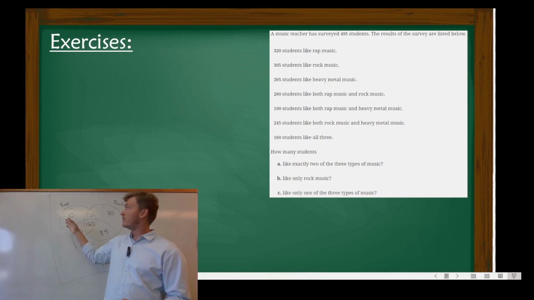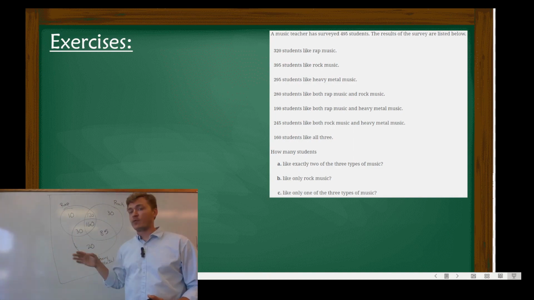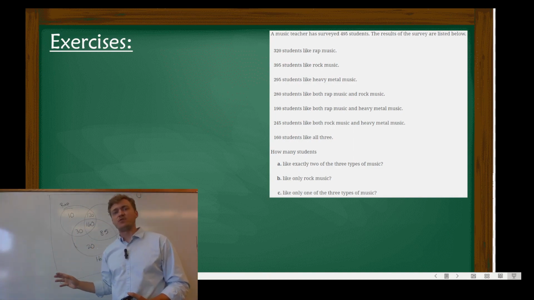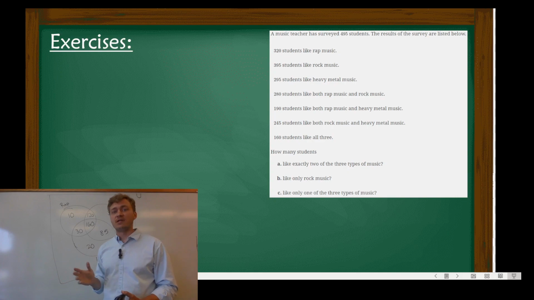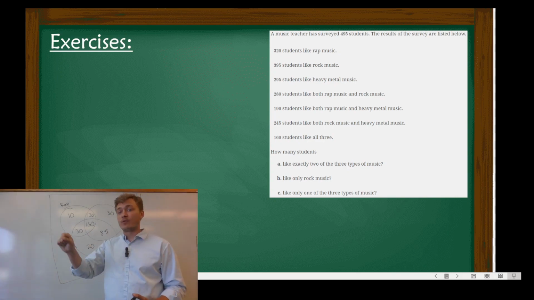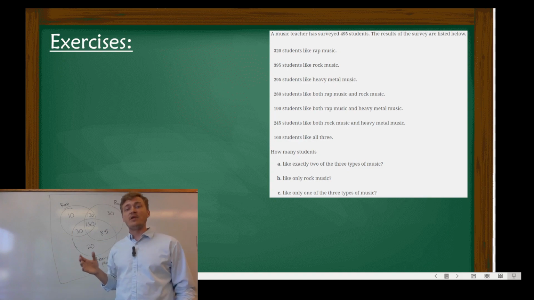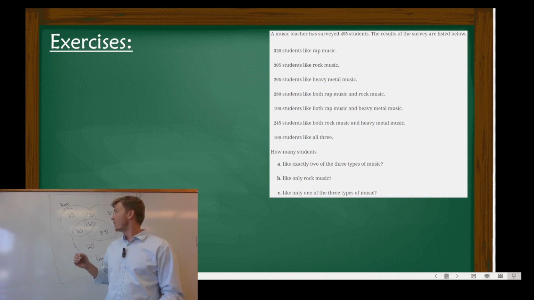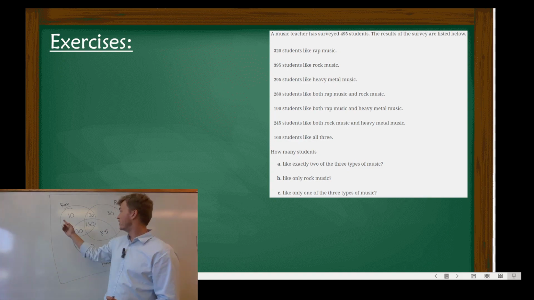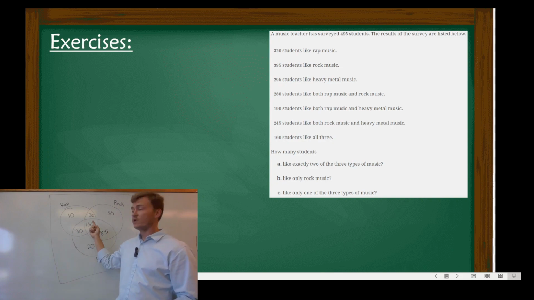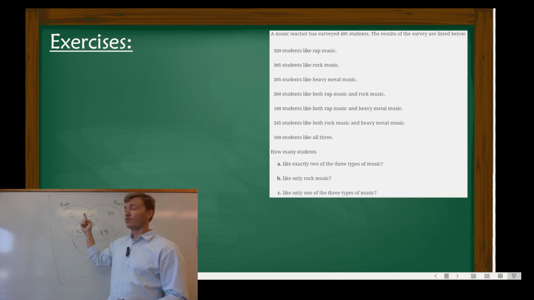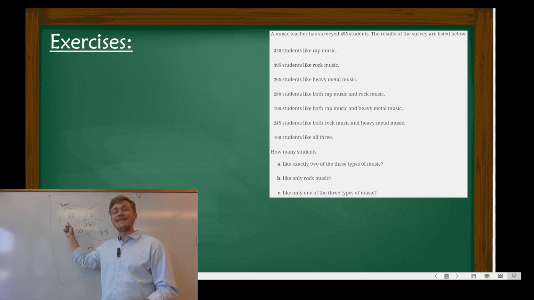Now, in order to find those that exclusively said they only like rap, they didn't like any other blend of music, just rap. Well, there's 320 students that like rap, but some of those like rap and rock, some of those like rap and heavy metal, and then some of those like all 3. How many of those exclusively only like rap? Well, 320 is what we start with, and we're going to take away all of those regions that involve rap. 320 minus 120 minus 160 minus 30 gives us 10 exclusively liking rap.